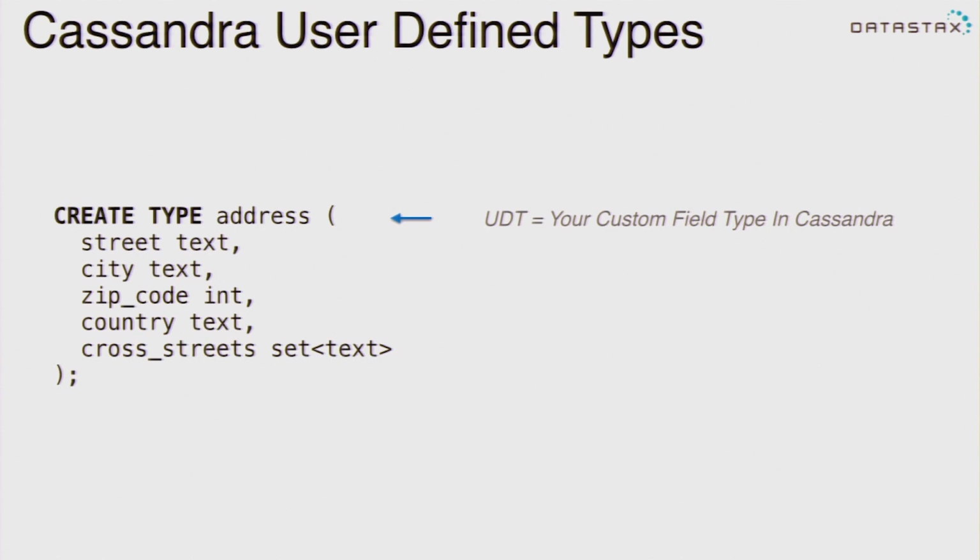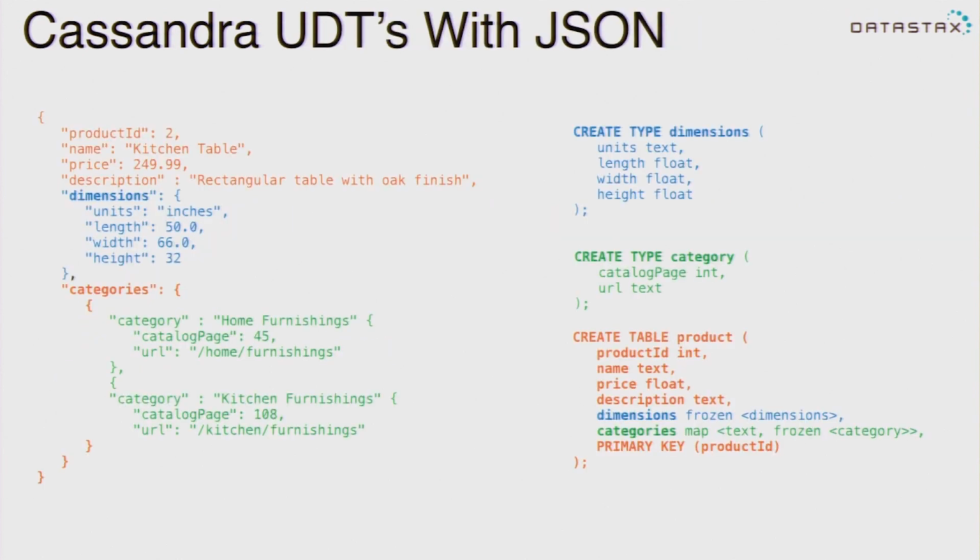There's a thing in Cassandra called user-defined types. So I can instruct Cassandra on a type of my own, like an address type, and set that up, and then work with that in my code. Can you even see that? It's kind of tiny, but I wanted to shove a bunch of information in there. But this is working with user-defined types and JSON. So I have a bunch of JSON information, and I have my own custom types called dimensions and categories. So you can easily create those in Cassandra and then store your data using those types.